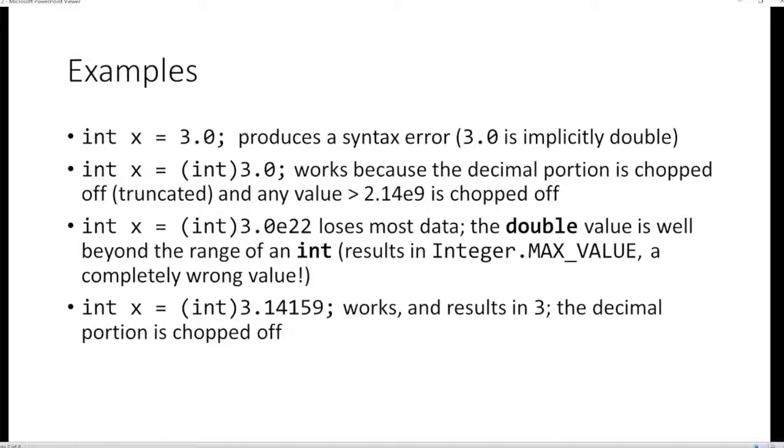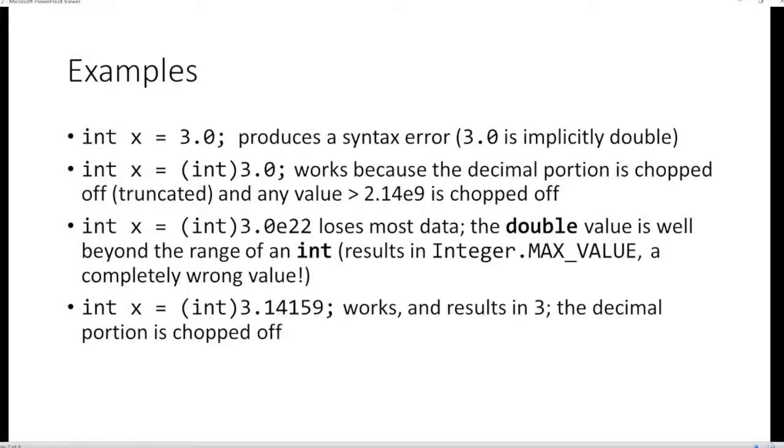I have a little note there. It says any value greater than 2.14 E9 is chopped off. That's the limit of an int on the positive. Of course, it also works on the negative. Anything greater than 2.14 billion will just get chopped off. Only the bottom portion will survive the casting from double to int. And notice you lose the largest portions of the data, not the smallest. You really do lose a lot.